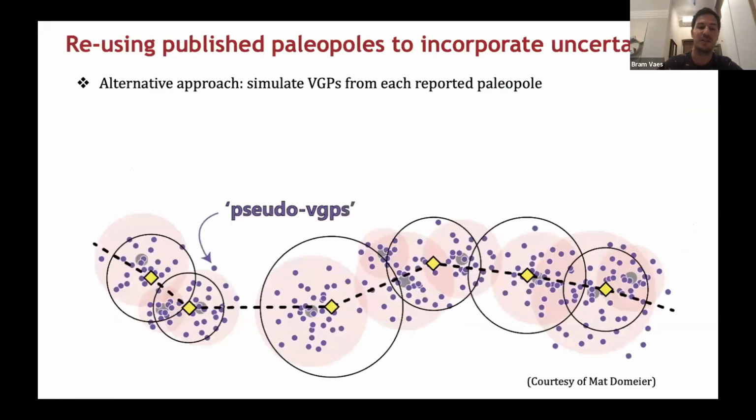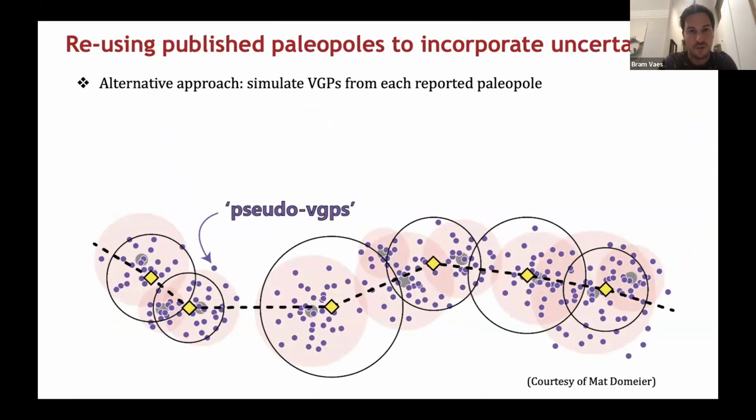Alternatively, you can compile all the different site level paleomagnetic data, but to do this for all published data of the last 50 years would take years and years and years.